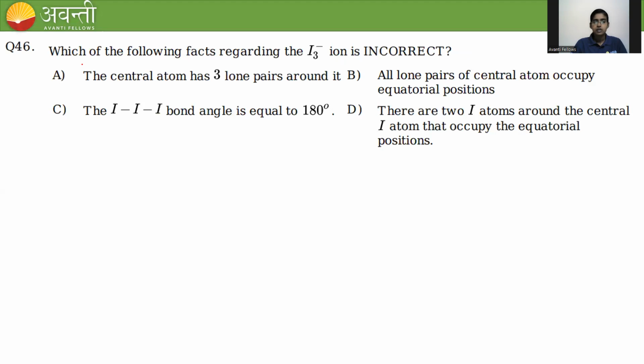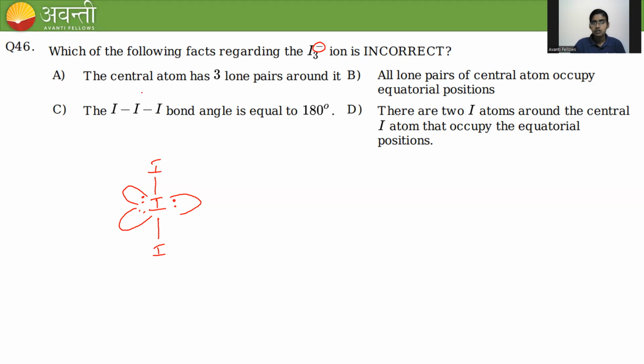And coming to question number 46, which of the following facts regarding the I3 minus ion is incorrect? So let me give the structure of I3 first. It is linear in geometry. So 3 iodine atoms, and the central iodine will have 3 lone pairs. The valence electron for iodine is 7, and since iodine has gained 1 electron, it is 8 around this central iodine. So 8 electrons are drawn here. Now this is the I3 minus ion.